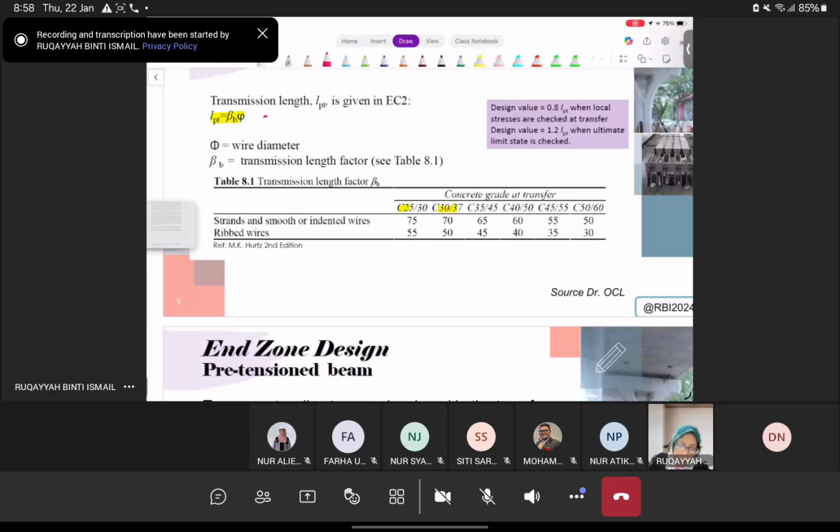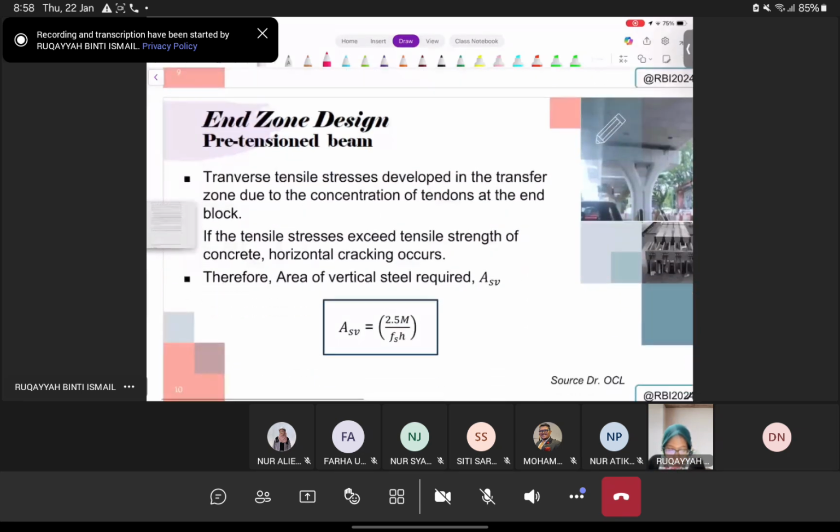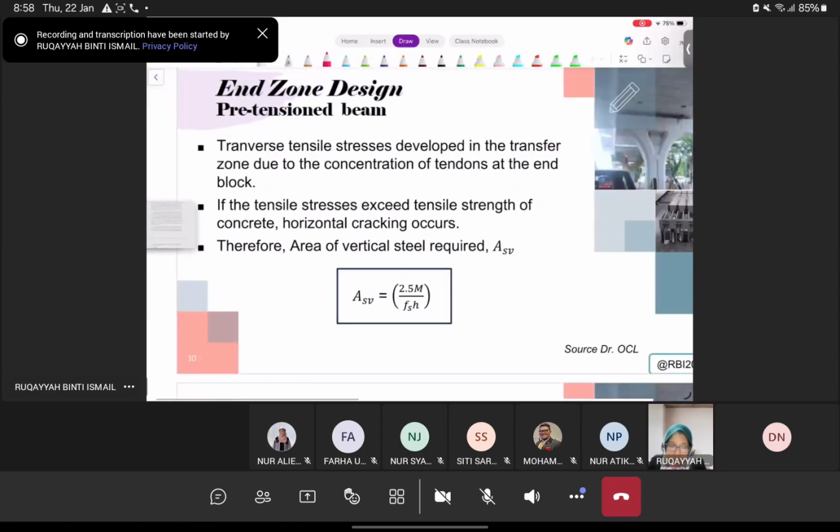Then you can put it into the formulation for you to calculate your length, transmission length. Okay, all right. What else?